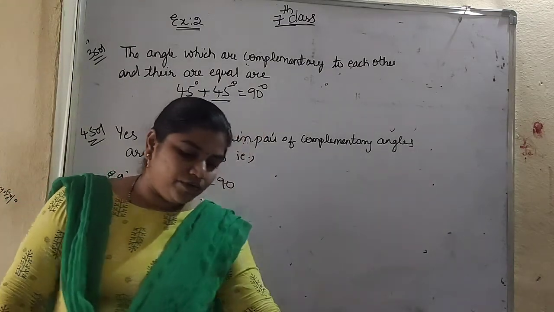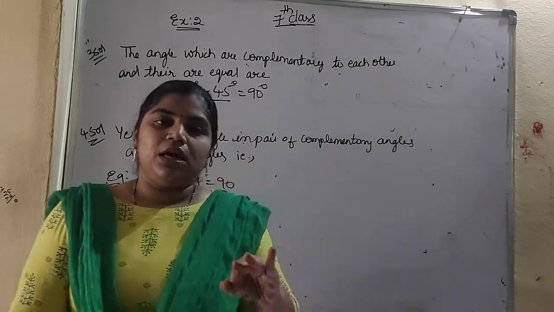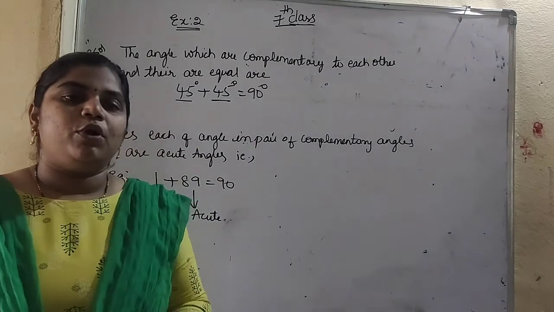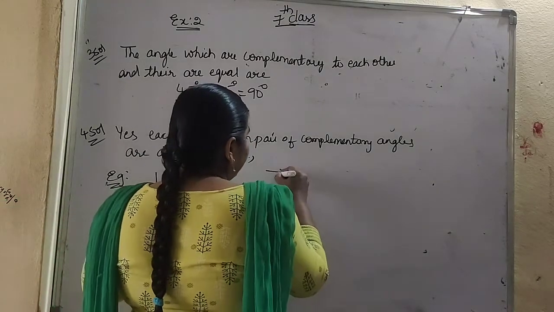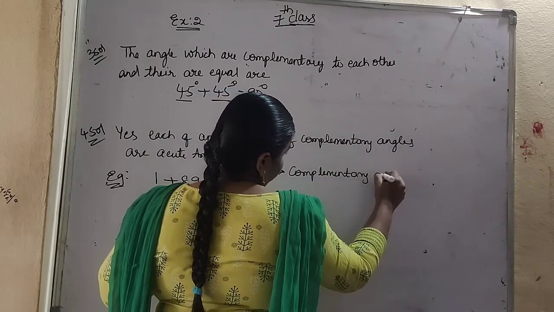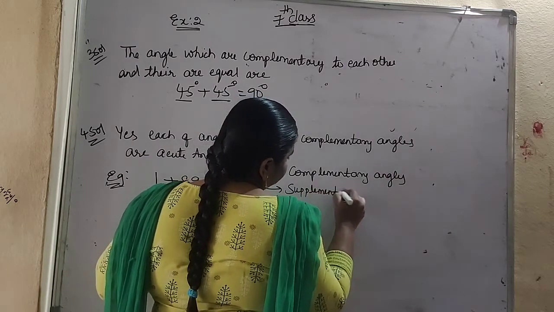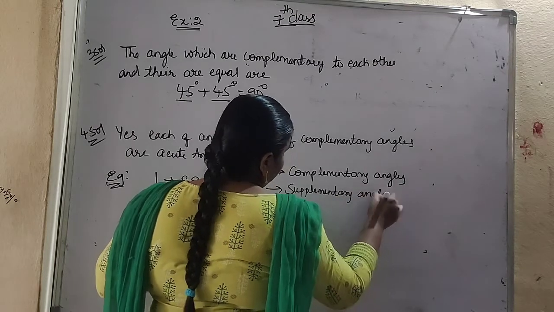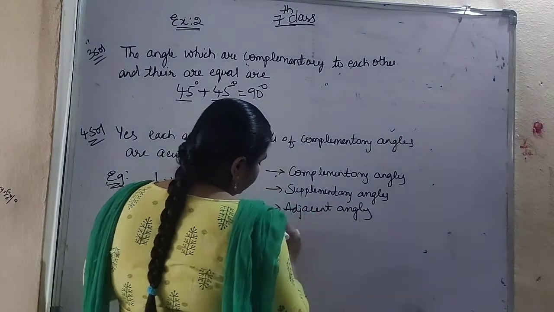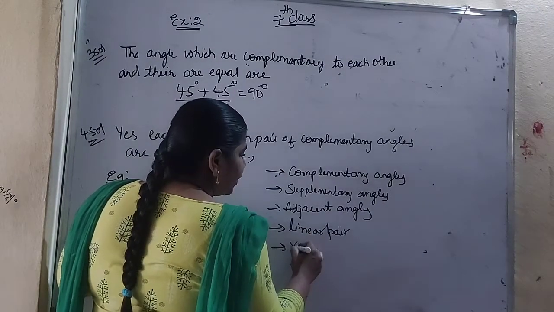So what we have learned today: we have learned about complementary angles, supplementary angles, adjacent angles, linear pair, and also we have learned about vertically opposite angles.